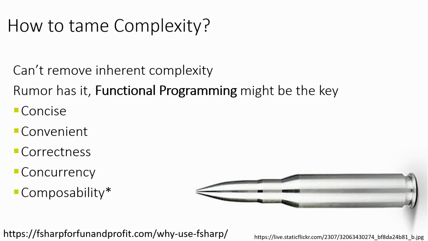So, big question of this talk, main message is how to tame complexity. We can't remove the inherent complexity because complex things are complex, but rumor has it that functional programming might be the key to tame complexity. There's an interesting blog by Scott Wlaschin, F# for Fun and Profit, and he has a list of reasons why to use functional programming, or F# in particular. It's supposed to be concise, convenient, correct, concurrent, and we add another one, it's composable. So we suspect this to be kind of the silver bullet to this complexity problem.